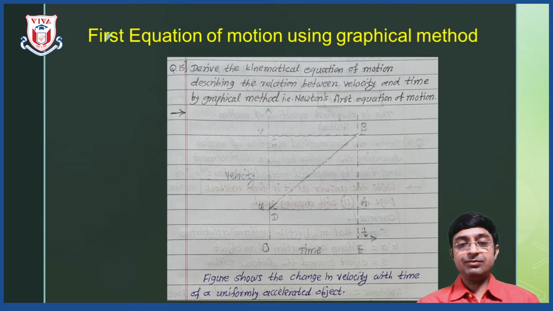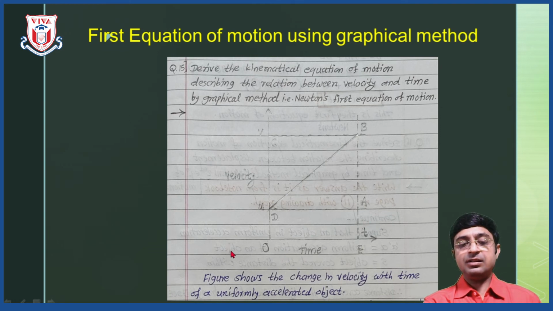Now carefully observe this graph. The initial position 0 is indicated by the letter O. On the x-axis the time t is indicated, up to point E. From point O on the y-axis we are taking the velocity. The object starts from point D and moves up to point B. So the initial velocity is u. The final velocity is indicated as v, and from point D to B the object covers the distance in time t. One more point is indicated as A.